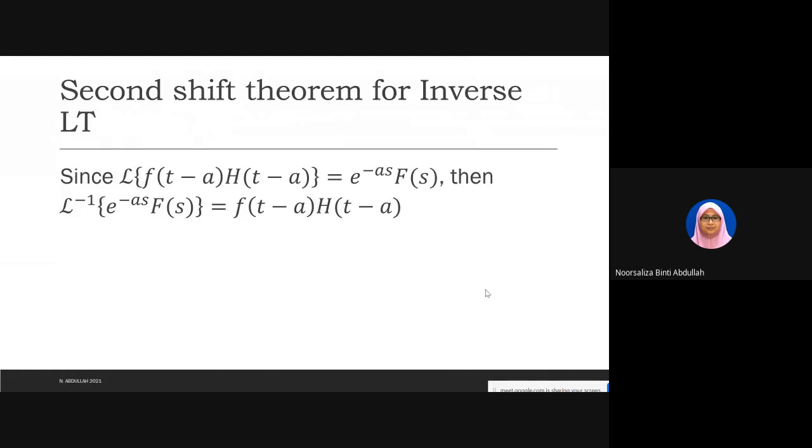Okay. So now, we continue this topic. It's still the second shift theorem, but this one is how we get the inverse Laplace. Last week, we learned how to get the Laplace using the second shift theorem, and today we look at how to use the second shift theorem for the inverse Laplace transform.